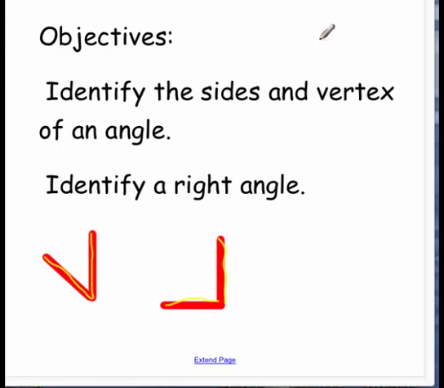The next thing we wanted to be able to do is identify where the vertex of the angle was. The vertex is where our edges or our sides meet. So there would be one vertex right there, and our other vertex would be right here. And finally, we wanted to be able to identify a right angle. Now these angles do not have letters next to them, but can you figure out which one is the right angle? It would be this angle right here.